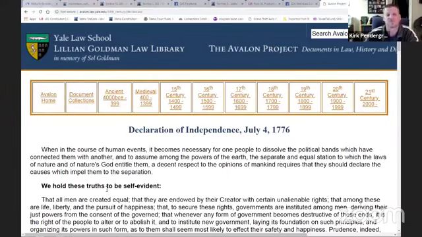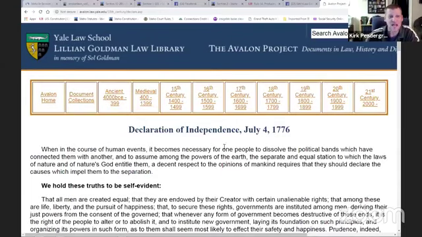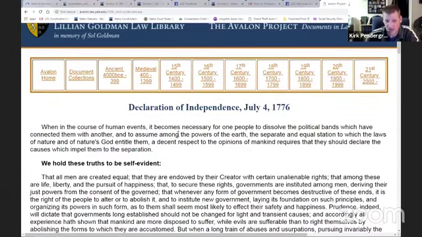When we're reading this: "When in the course of human events it becomes necessary for one people to dissolve the political bands which have connected them with another, to assume among the powers of the earth, not the power of man, but the powers of the earth, right? The separate and equal station to which the laws of nature and nature's God entitle them."